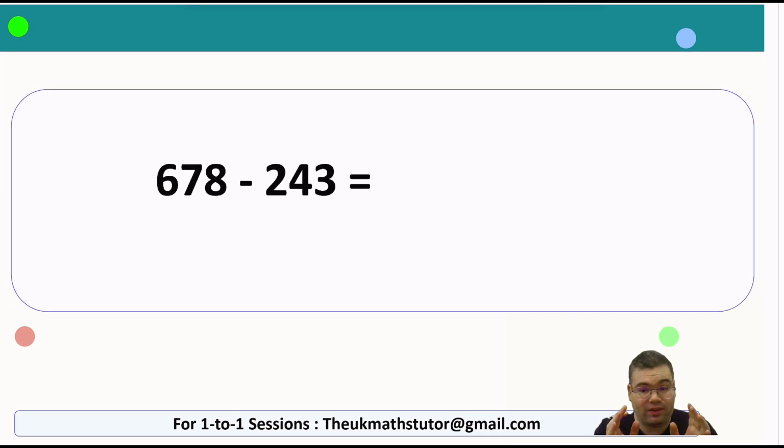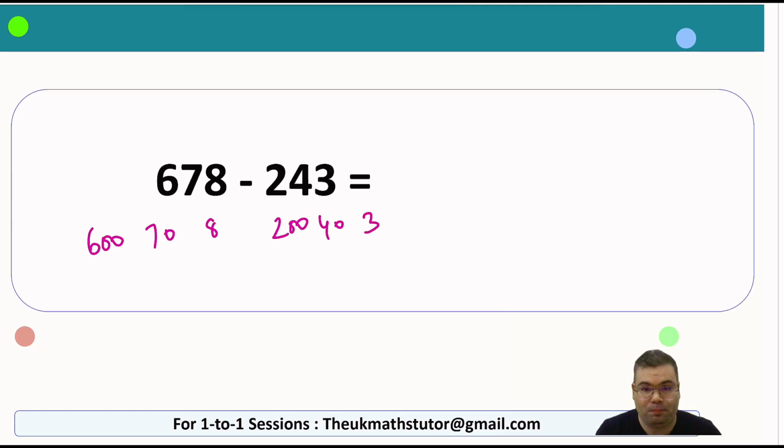So now the question arises, does this trick work on 3-digit numbers as well? So the answer is yes. So here we just break 678 as 600 plus 70 plus 8. Again, you don't have to write it. I'm just writing it down to explain to you. 243 as 200 plus 40 plus 3.